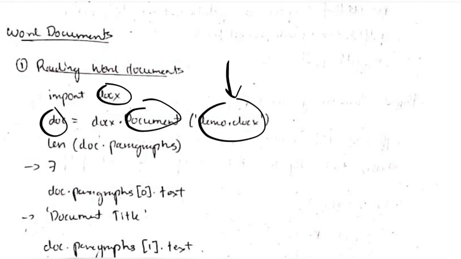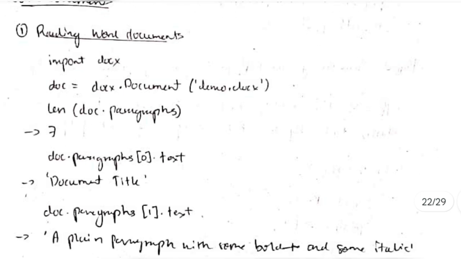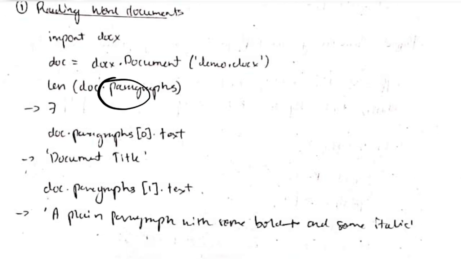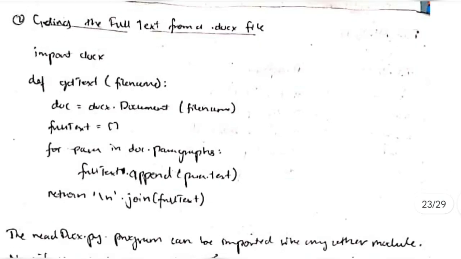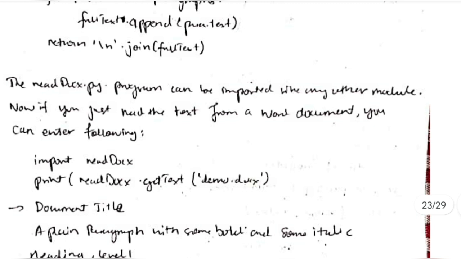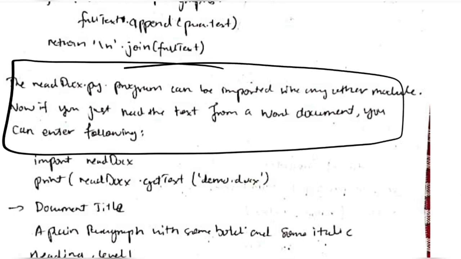That will be stored in doc, and you can perform operations like how many paragraphs there are, what the length of it is, what the first word is, what the first paragraph is, and so on. If you want to get the full text from a doc file, you have to use the append and the join function, and then display it. All the content of the file will be displayed. And don't forget to include the read.